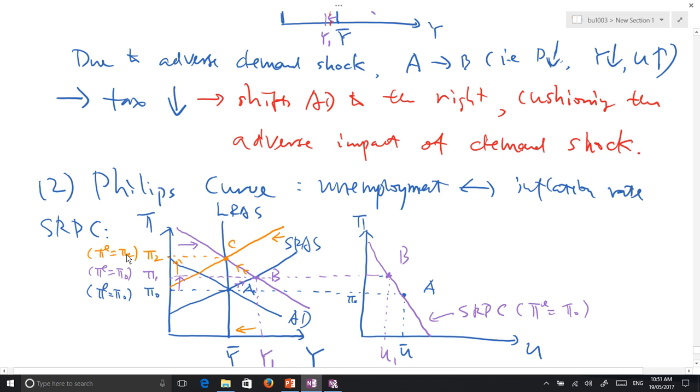So now for point C, the inflation rate is at pi 2. Unemployment rate goes back to its natural level. So let's link point C and A. We get a long run Phillips curve.